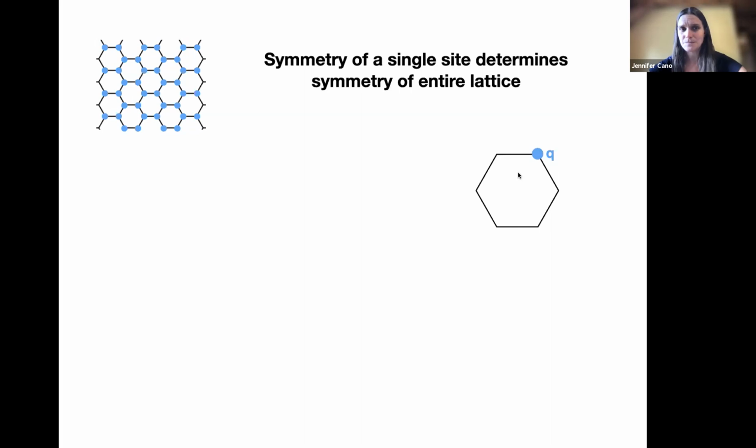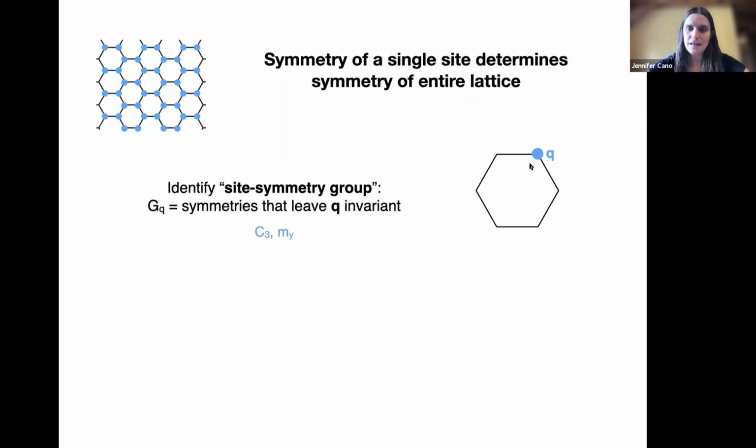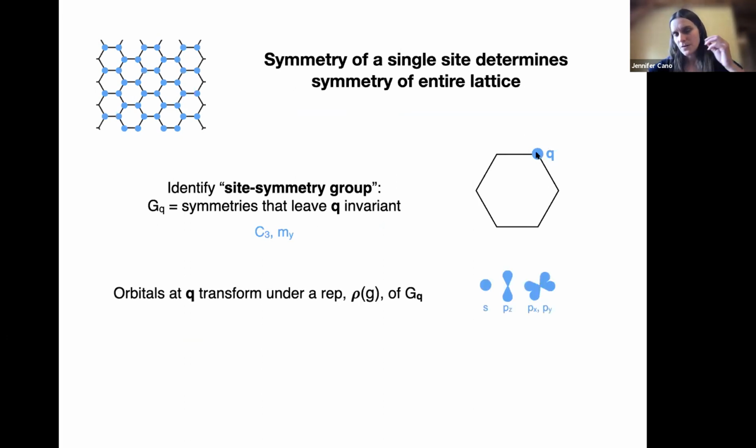What does that mean? Suppose we start with this honeycomb lattice and consider just one point on the honeycomb lattice. I call this point Q. There's some symmetries that leave this site invariant. Like I said, that's what classifies the Wyckoff position. And so whatever orbital is on this site has to be a representation of this site symmetry group. In this case, it could be s orbitals, pz orbitals, but px and py orbitals would transform together as a single irrep because they get mixed under these symmetries.